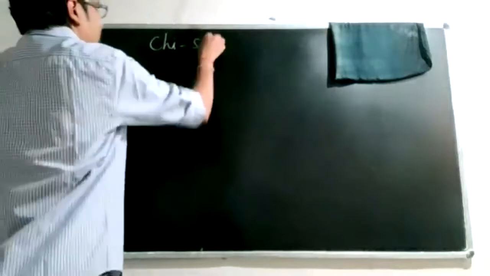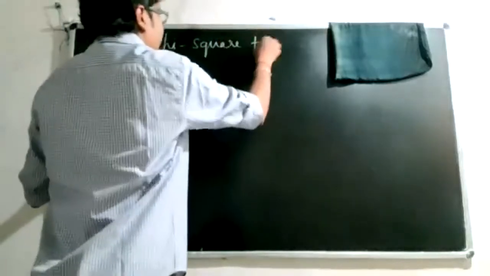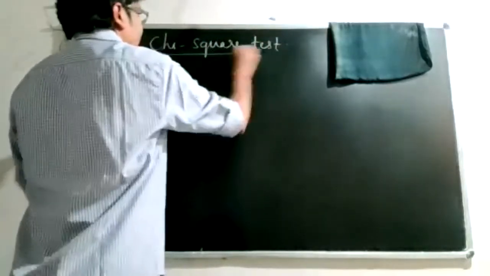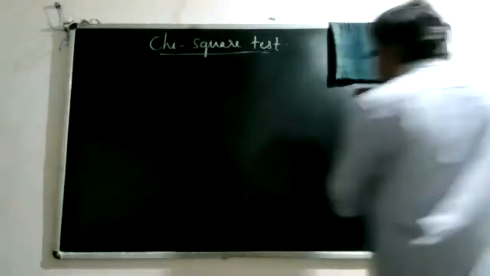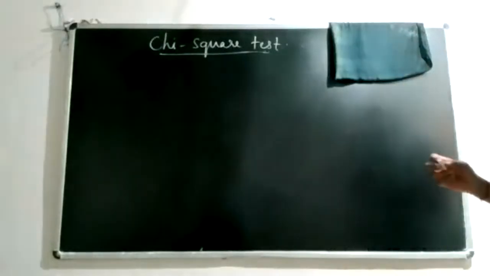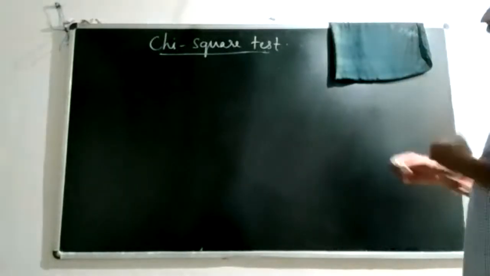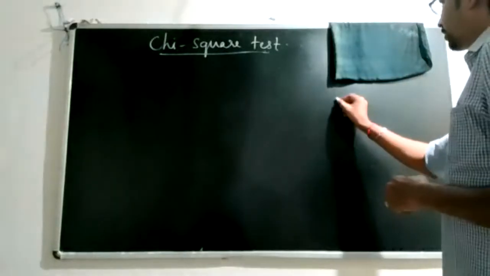Good evening. Today we'll talk about the next type of test called the chi-square test. Remember what the chi-square distribution is and how it is related to the standard normal distribution.